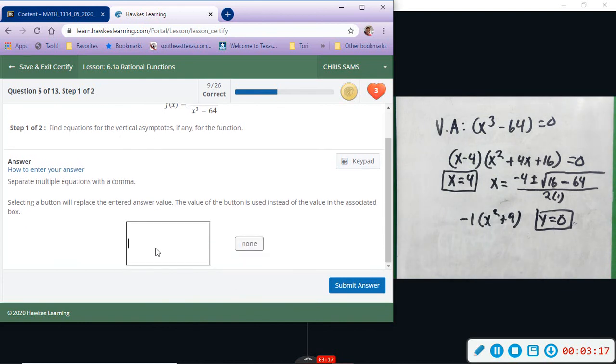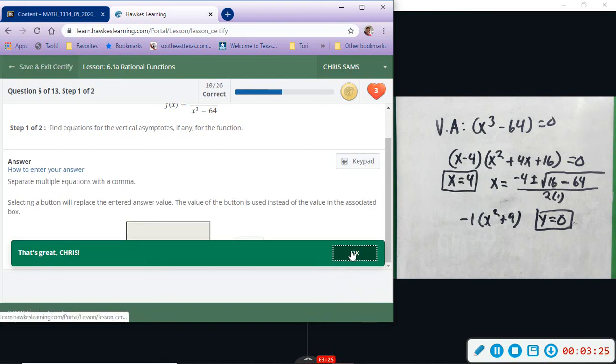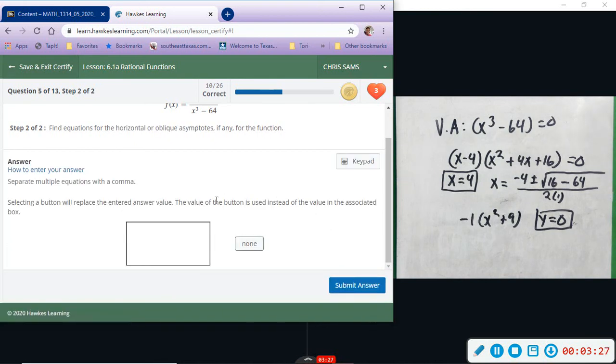So we're going to just say x equals 4 because the others are imaginary. Do not believe they want us to list those. And then the horizontal is going to be y equals 0 because the top is smaller than the bottom.